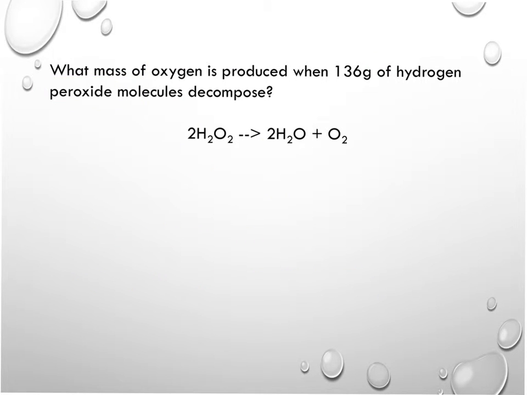Next question. What mass of oxygen is produced when 136 grams of hydrogen peroxide molecules decompose? In this question, oxygen is the unknown and hydrogen peroxide is the known. Step 1. Moles of hydrogen peroxide. This is calculated using mass divided by Mr. As in the previous question, the mass is provided in the question, 136 grams, and you have to calculate the Mr using the formula.